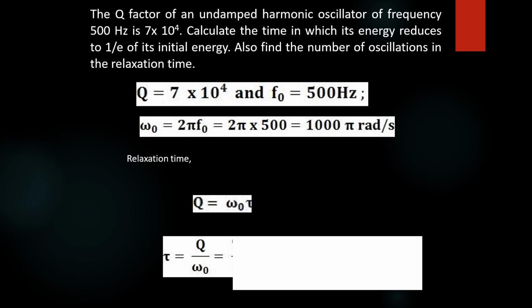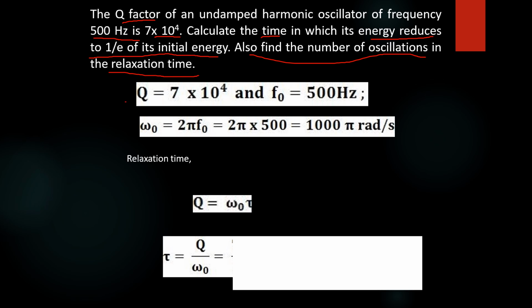Now next problem. The Q factor of an undamped harmonic oscillator of frequency 500 Hz is 7 into 10 raised to 4. Here 7 into 10 raised to 4 is the Q factor. Calculate the time in which the energy reduces to 1 by e of its initial energy. So they have asked the relaxation time. Also find the number of oscillations in the relaxation time, that is f0 into tau. We have to find f0 into tau.